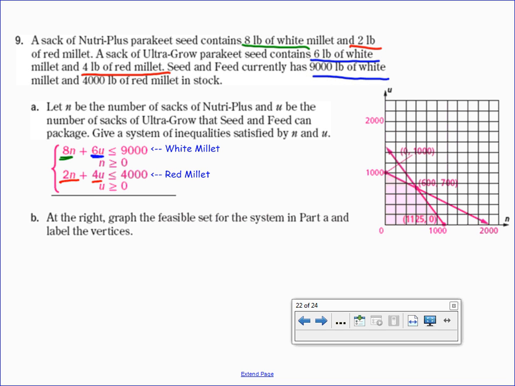Great. Now let's make our picture. We can get X and Y intercepts, in this case N and U intercepts respectively, in order to make my picture. Everybody, let's do this first equation, and we'll get our N intercept.